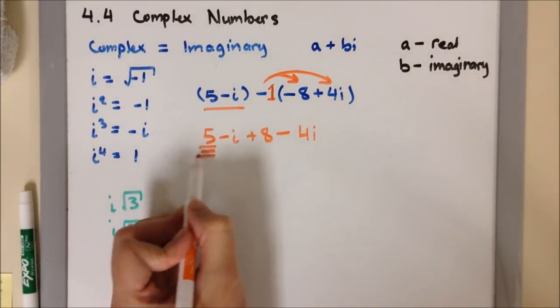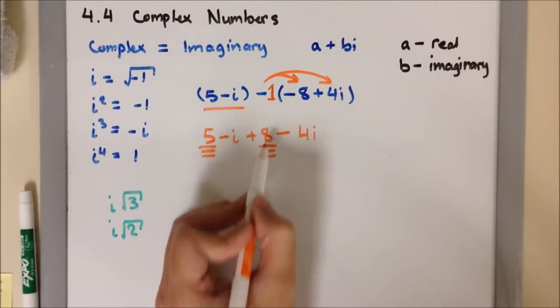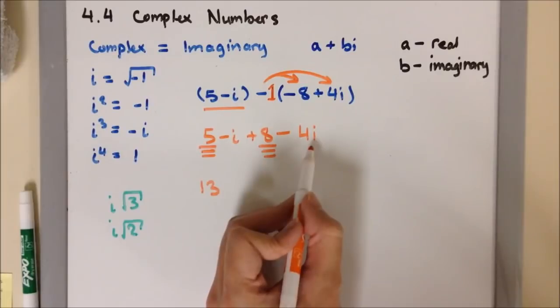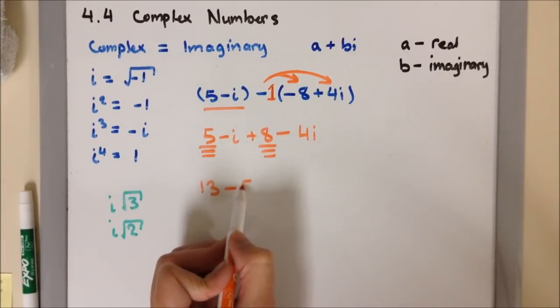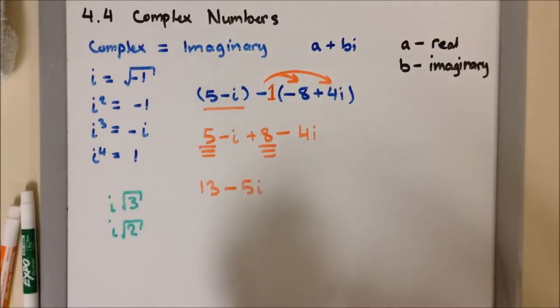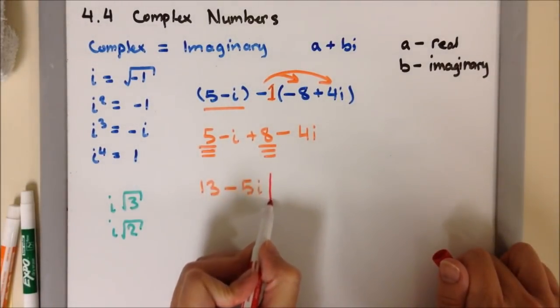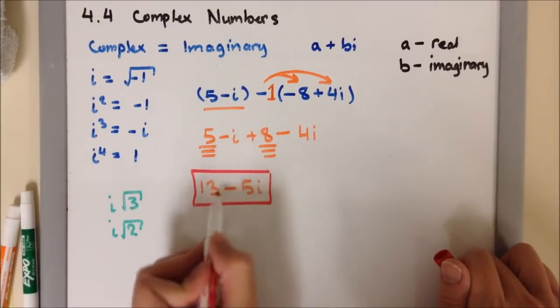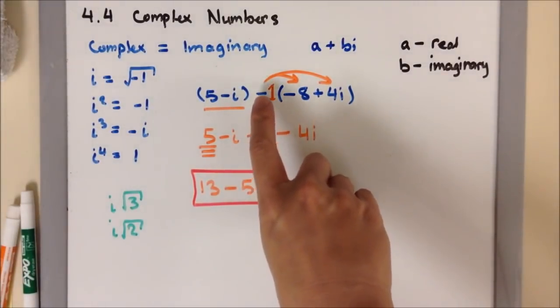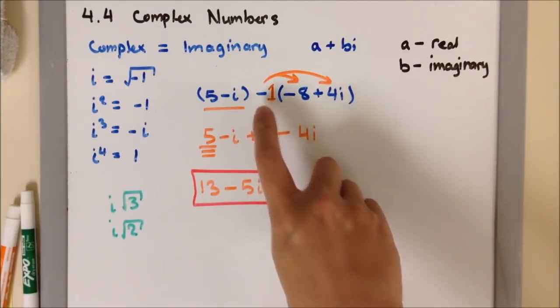Alright, I'm going to combine my real numbers. So 5 plus 8, that would be 13. Negative i minus 4i, that would be minus 5i. And then when I do that, this will be my final answer, 13 minus 5i. So, same process I did with the arrows, now I'm distributing with negative 1.